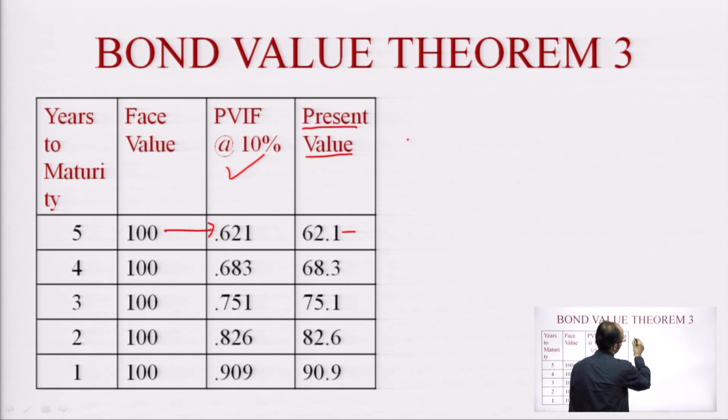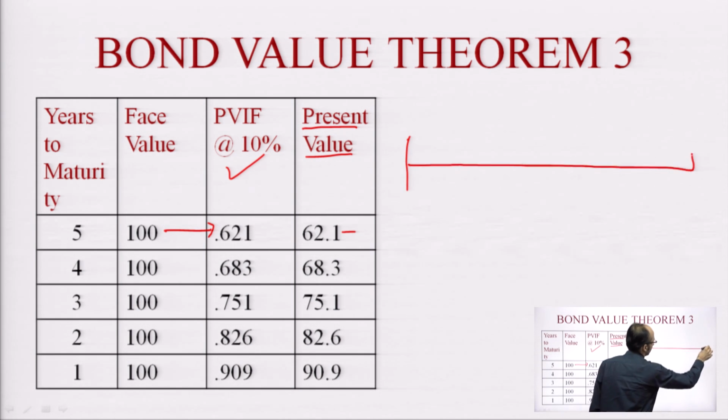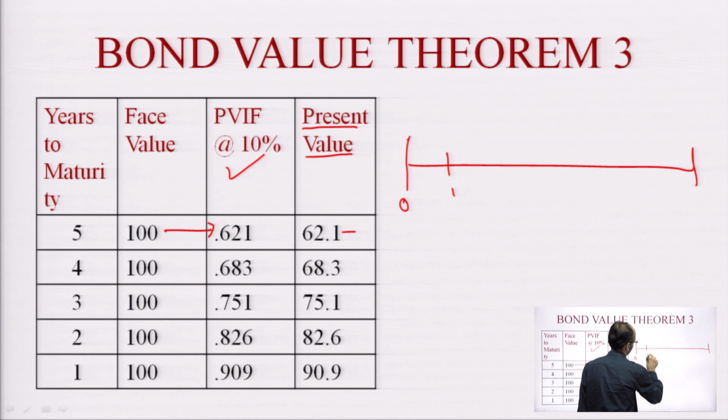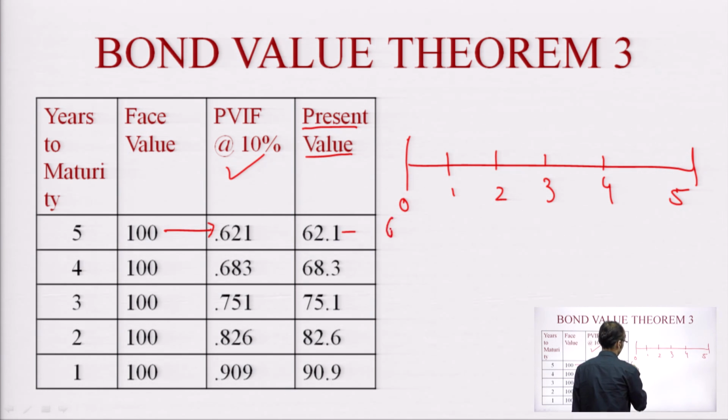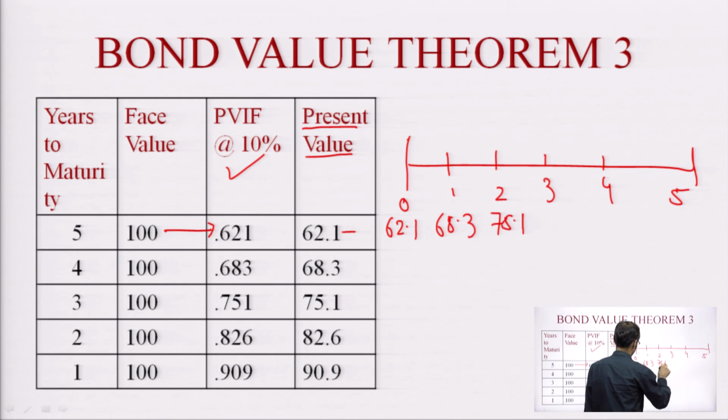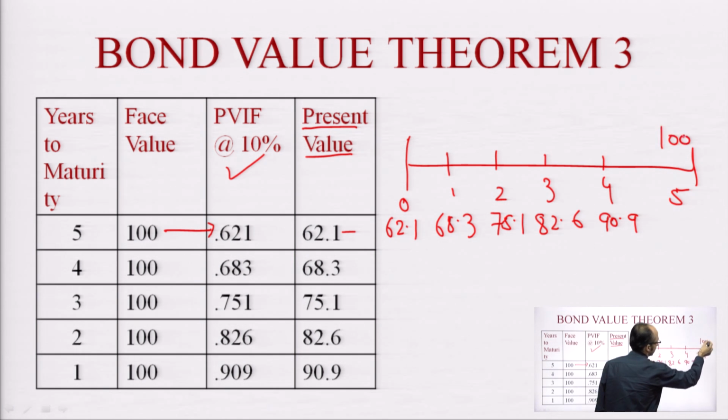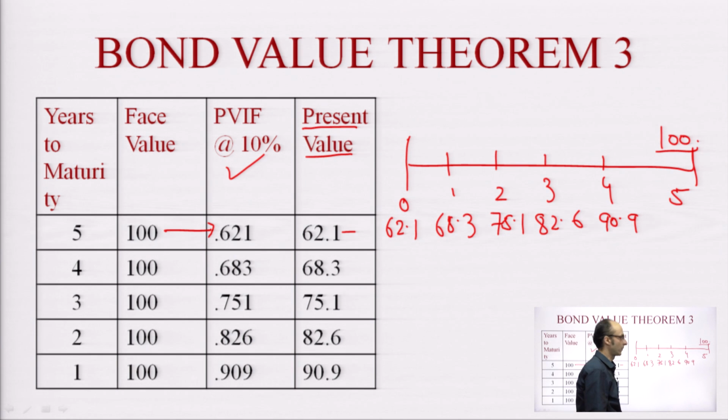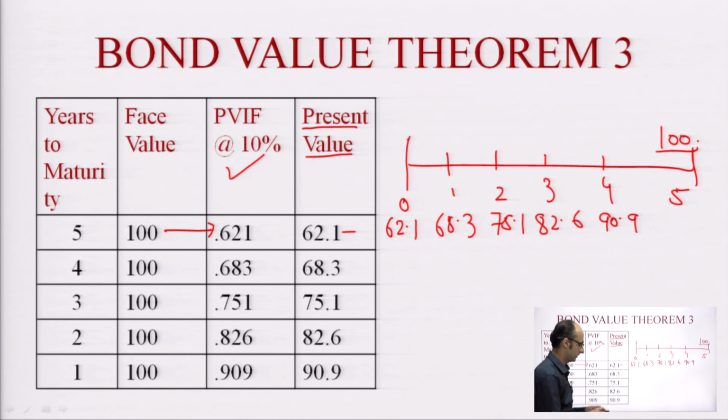Now we can understand this concept on a timeline also. At the starting of the 5th year, the value was 62.1, and the 4th year it is 68.3, 75.1, 82.6, 90.9, and obviously at the end of the maturity, the face value the bondholder will get is 100 rupees.